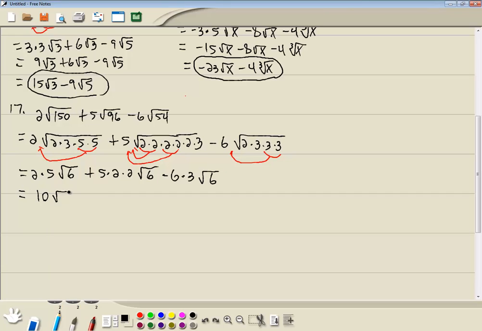So that gives us 10 square root of 6 plus 20 square root of 6 minus 18 square root of 6. All three of these have the square root of 6, so I can add or subtract the numbers that are in front. 10 plus 20 is 30, minus 18 gives us 12 square root of 6. And that's our answer.